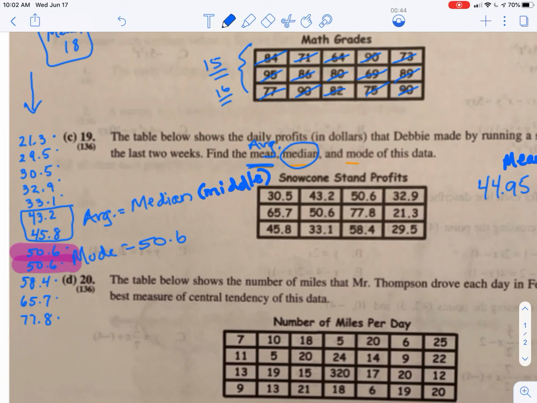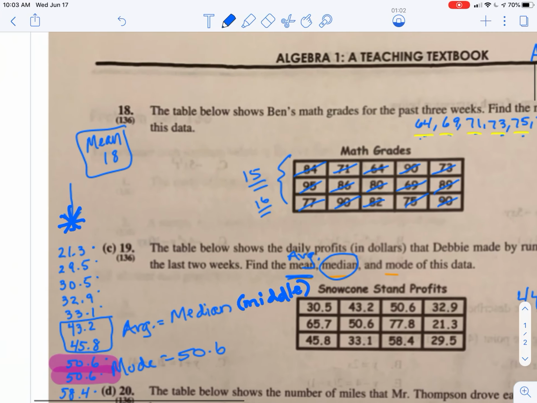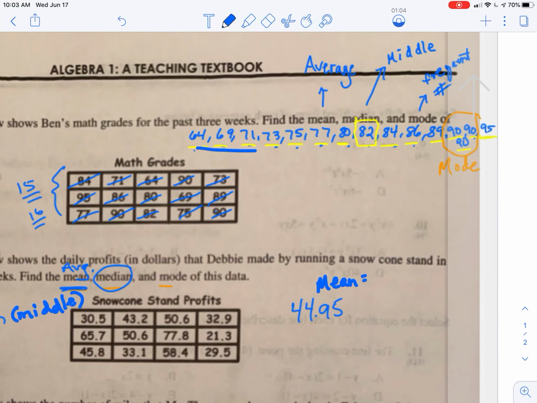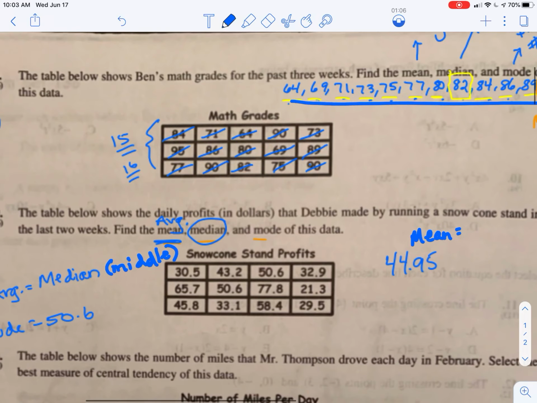You always have to list your numbers in order. You can go least to greatest or greatest to least. I have just always done least to greatest. It just makes sense to me to put them in that order. You can put them in a column, as you see over here to the left. Or you can put them the other way, like I did up here in number 18. It doesn't matter how you do it.